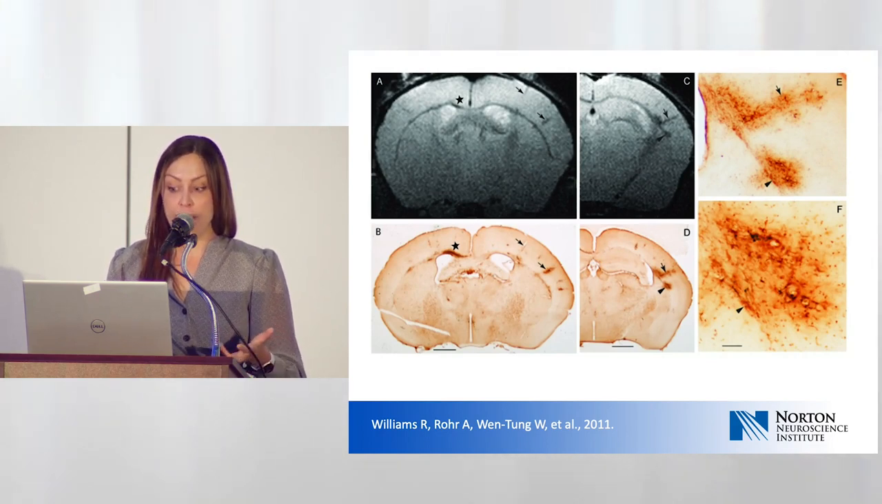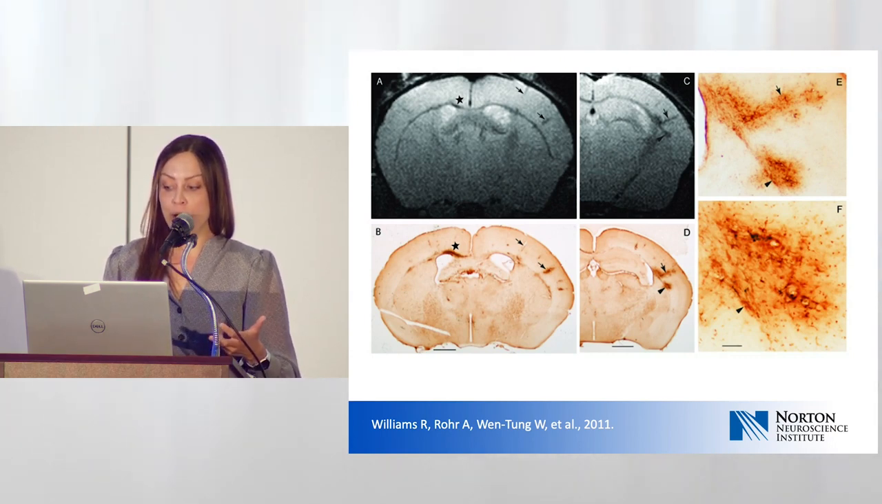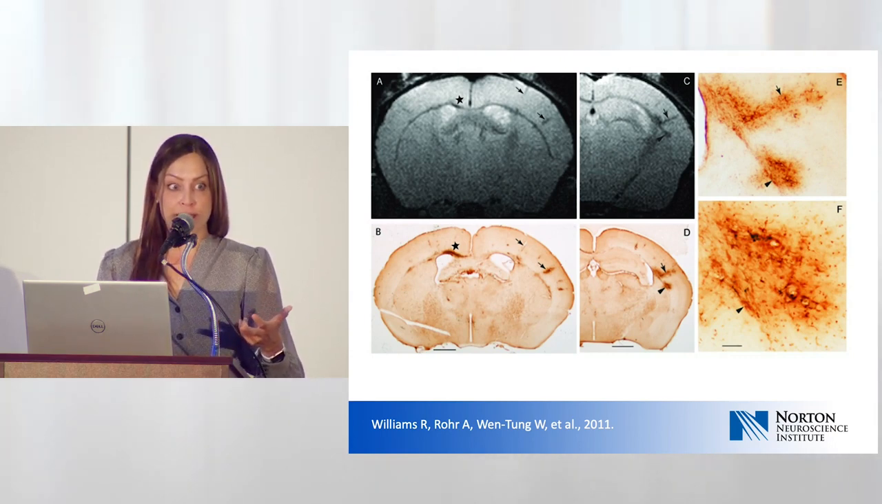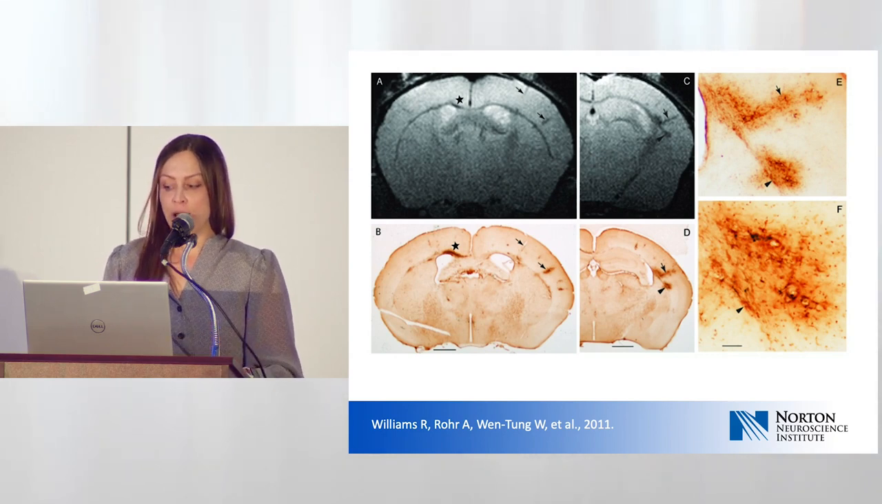And these are mouse brains. You can see the orange or rust-colored areas are where iron has accumulated. These tend to correlate around the blood vessels, where those immune cells would be coming out, and in the lesions that have formed.